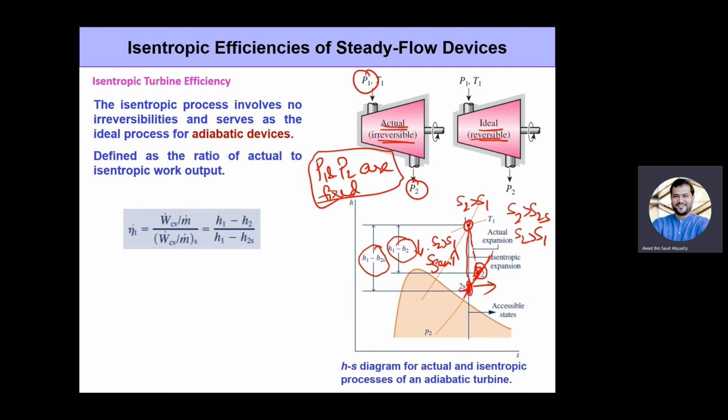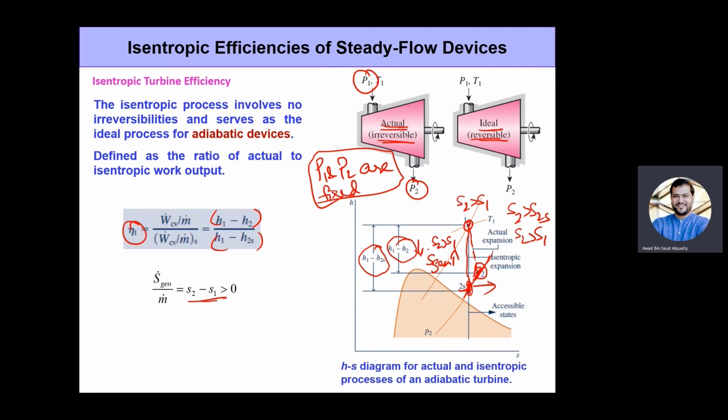So here, the isentropic efficiency of the turbine is defined as the actual work output, which is H1 minus H2, the actual work output per unit mass, divided by the isentropic work output, which is H1 minus H2s, right? And again, to reiterate the point, this is happening because S2 is greater than S1 for a process which is irreversible. Okay. So what are these values in reality then?